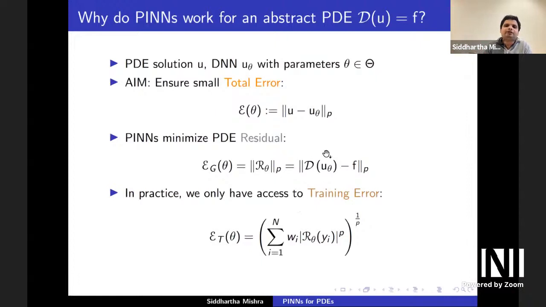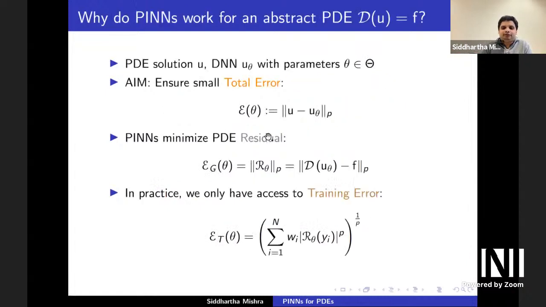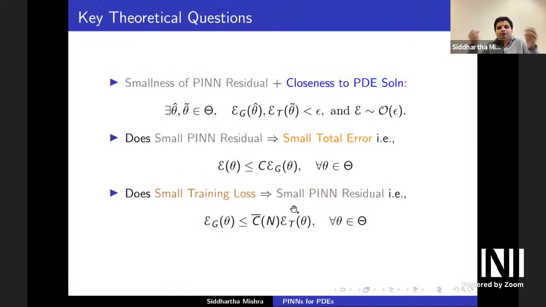This leads to the following questions. The first question is, of course, is there such an object? Is there a neural network which is somehow close to the PDE such that the residual here and the training error are small? Because this is what we're trying to minimize, right? If these objects are not small, then there's no point in looking at this problem, right? So this is a basic existence result that we would like to have.